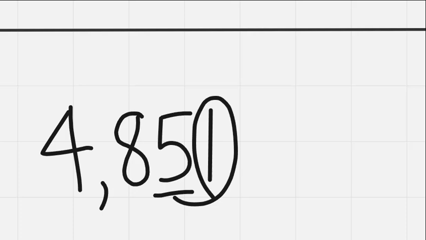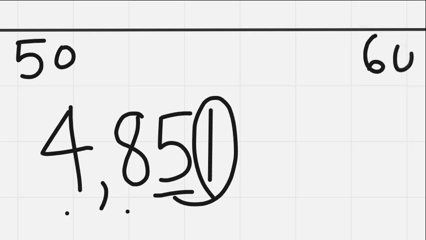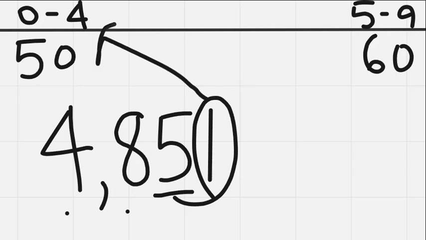Which numbers can we ignore? We can ignore the 4 and the 8 for now. Which two numbers can 51 round to? Either 50 or 60. Remember, 0 to 4 goes down, 5 to 9 goes up. The 1 tells us that we are going to round down.